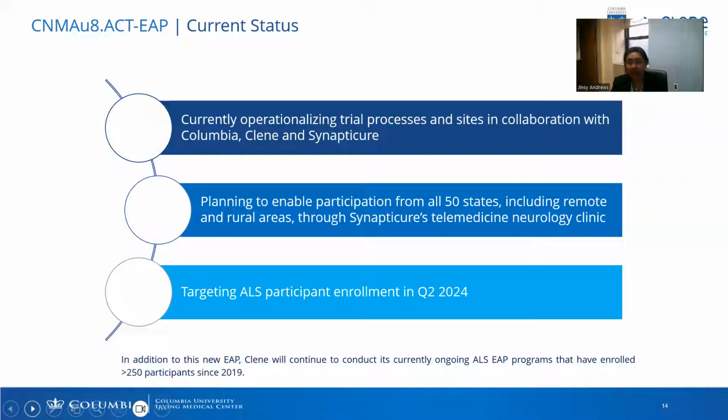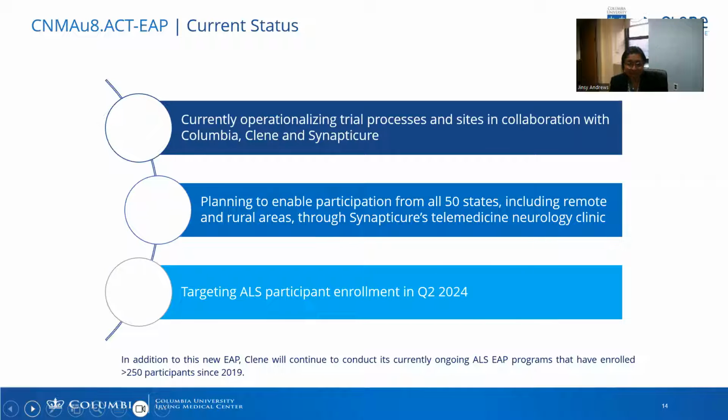We're hoping that in partnering with academic centers and also a virtual hub for enrollment, that we can actually get participation in all 50 states and include remote and rural areas, which is one of the goals of this particular NIH-funded grant. And we're hoping that we can get our first patient in the second quarter of 2024, but hopefully sooner.